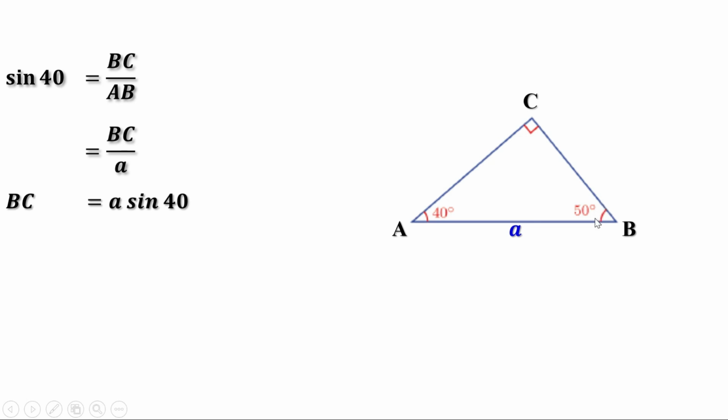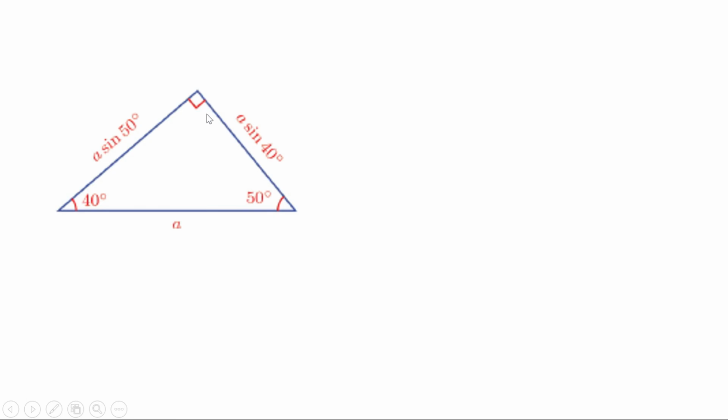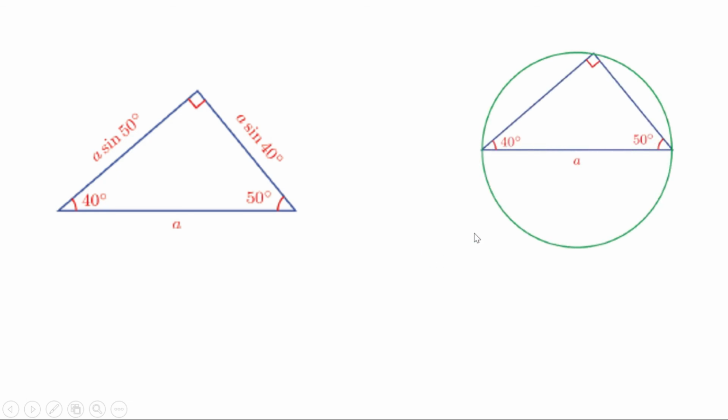Similarly, taking this angle, we can say AC is the opposite side and AB is the hypotenuse. Therefore, sine 50 equal to AC by AB. Replacing AB by A, we can write this is equal to AC by A. Taking A on the other side, we can say AC equal to A sine 50 degree. That means this side is A and this side is A sine 40 degree and this side is A sine 50 degree. Now when we draw a circumcircle, all these sides are chords of the circumcircle.